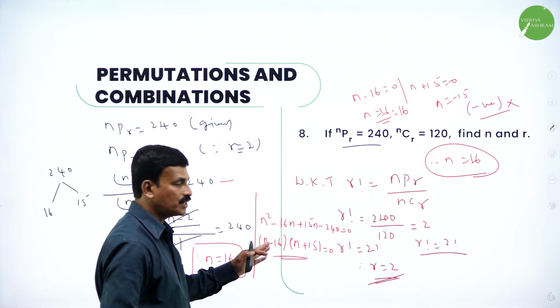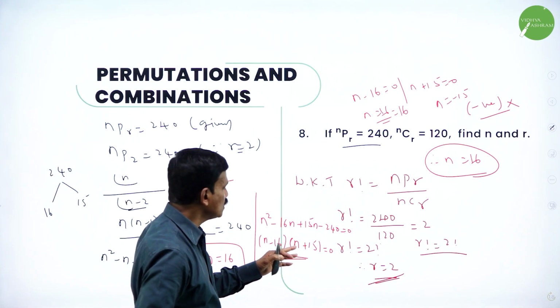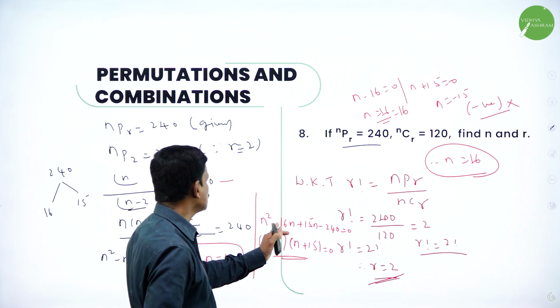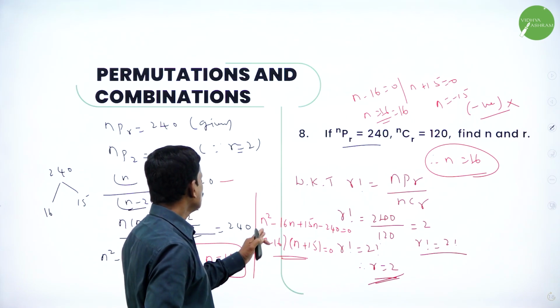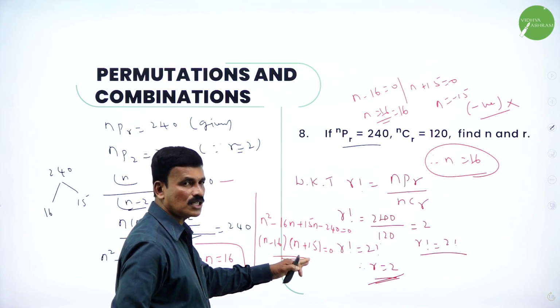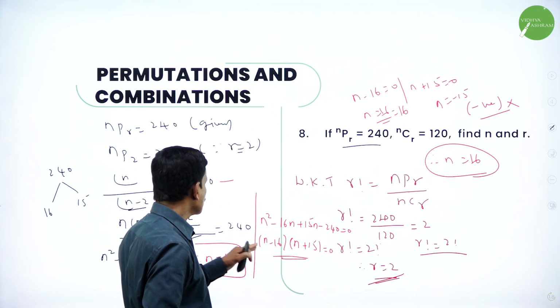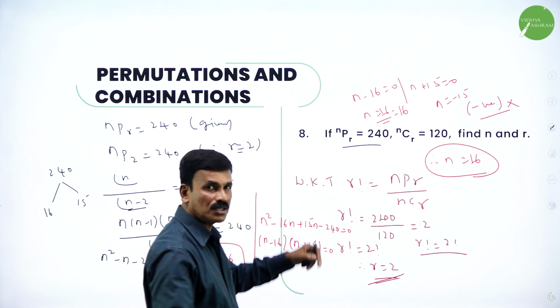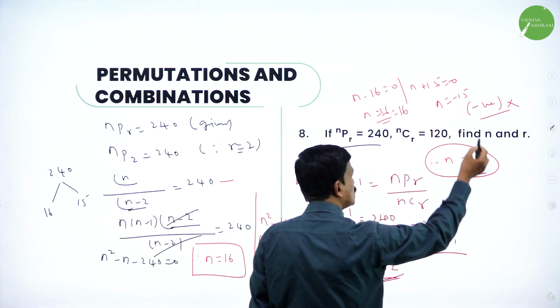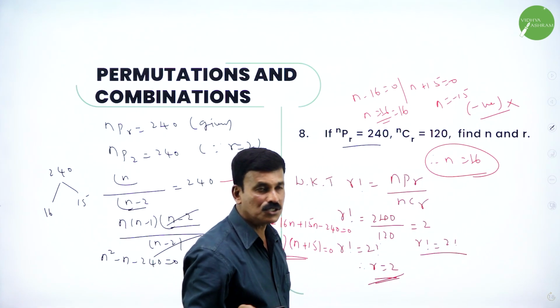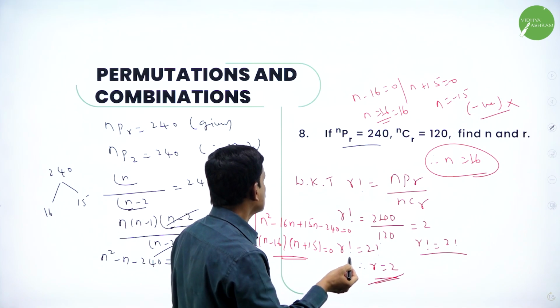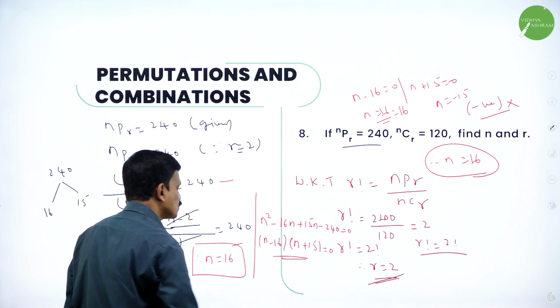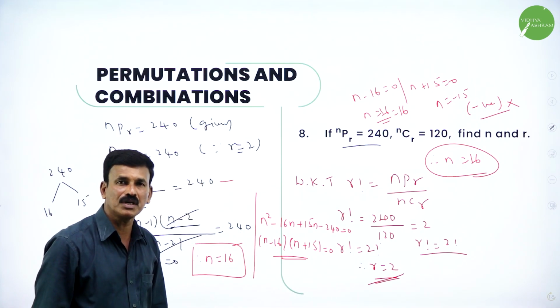Factorize this. 240 can be written as 16 into 15, minus 16N plus 15N is minus N you will get. So the factors are N minus 16 into N plus 15 is equal to 0. So N minus 16 is equal to 0 and N plus 15 is equal to 0 implies N is equal to minus 15. We cannot take negative. So therefore N is equal to 16, positive value. N is equal to 16 is the required answer.